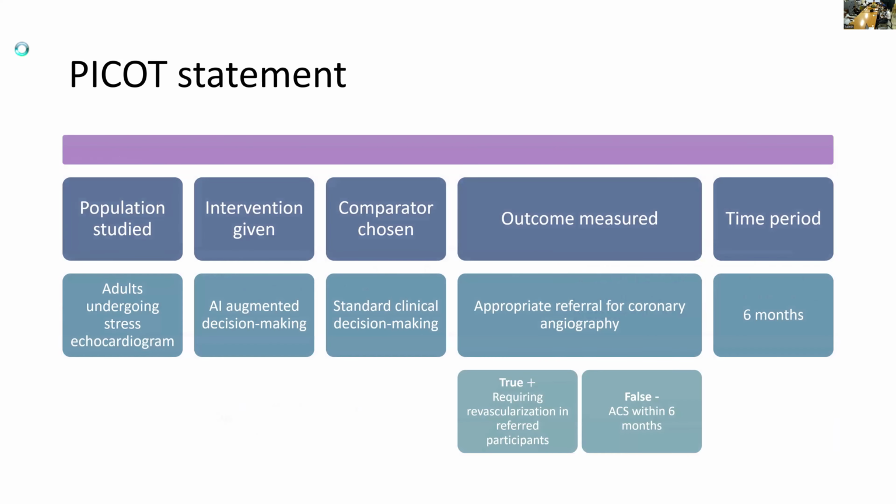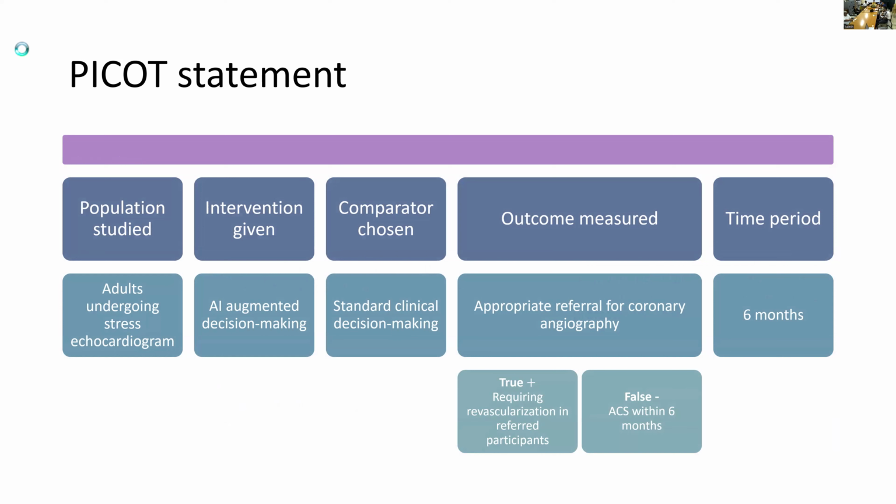So if you look at the PICO statement, the population here is adults undergoing stress echo. Intervention is AI-augmented decision making. So it is not AI alone that is making the decisions. If you integrate AI into your decision-making pathway, does it change patient outcomes? Comparator is standard clinical decision making. What was normally happening to these patients undergoing stress echo? Outcome is appropriate referral for coronary angio.